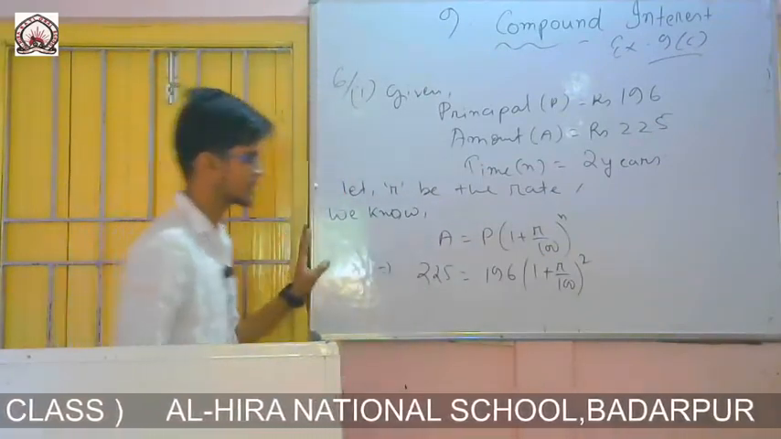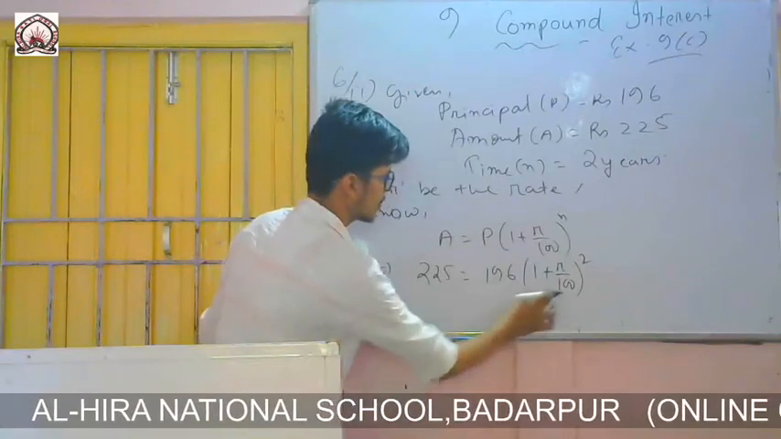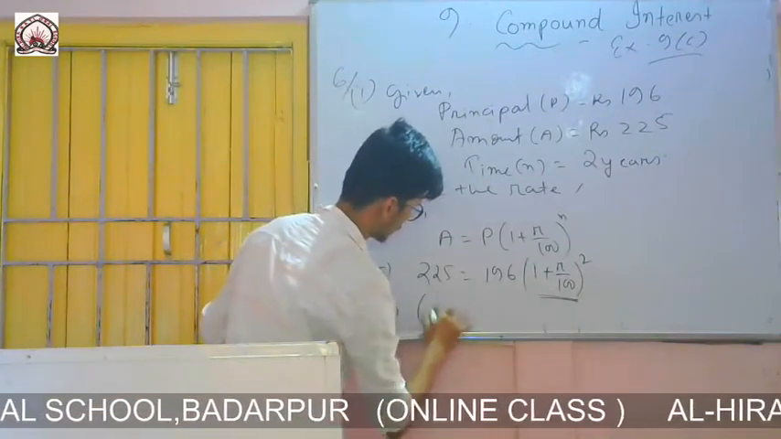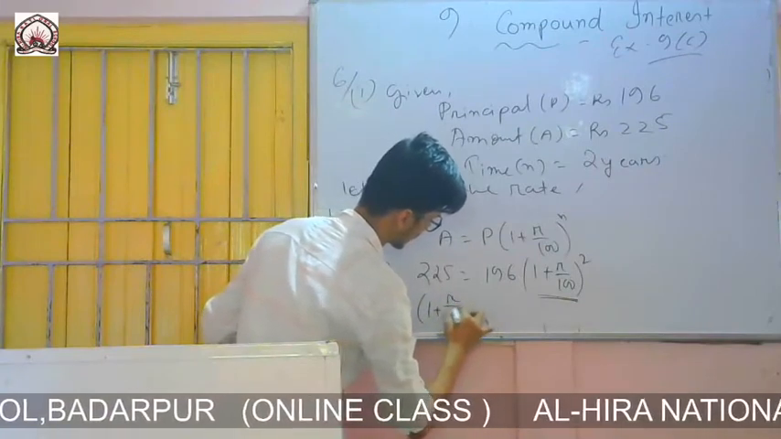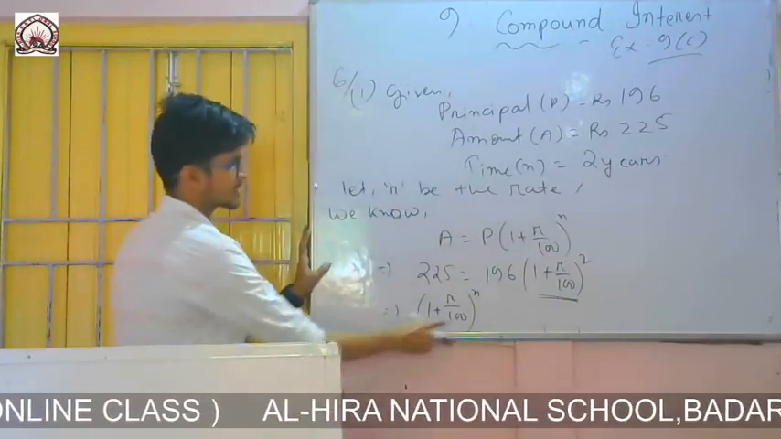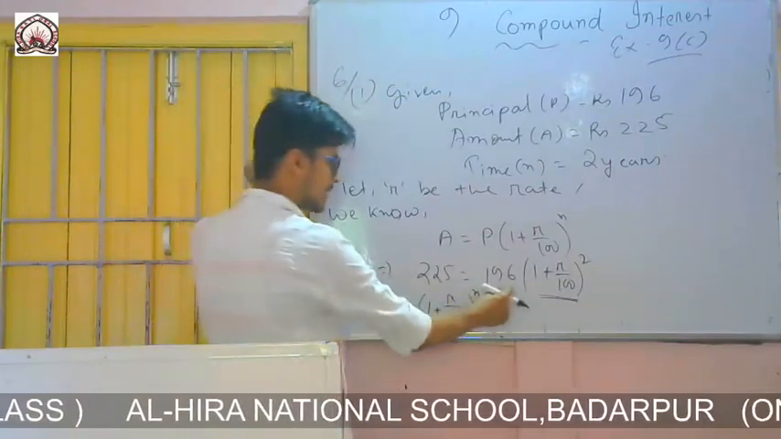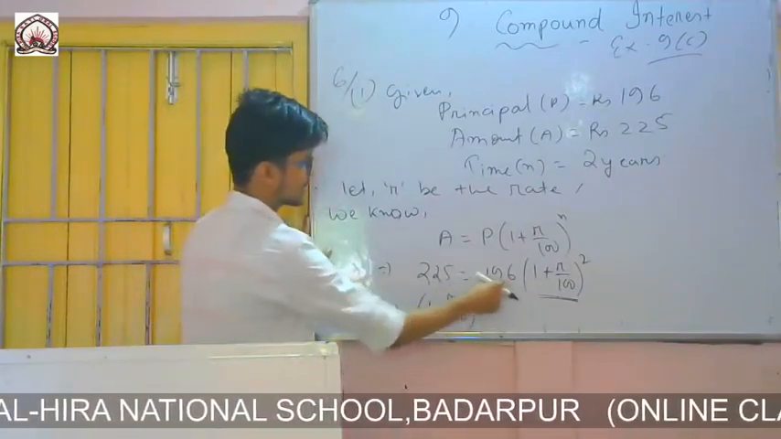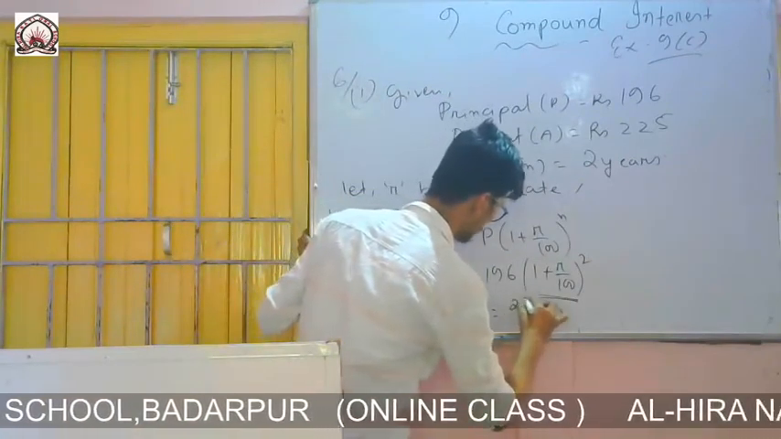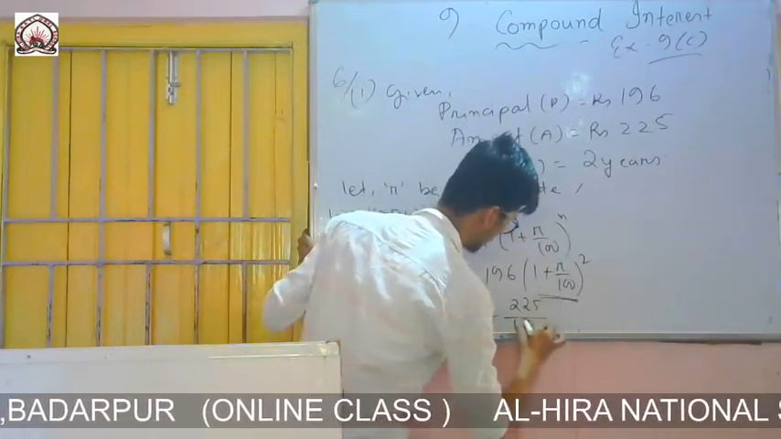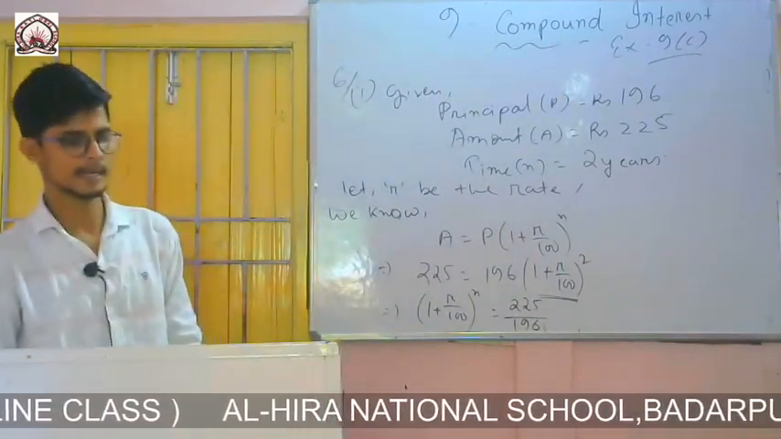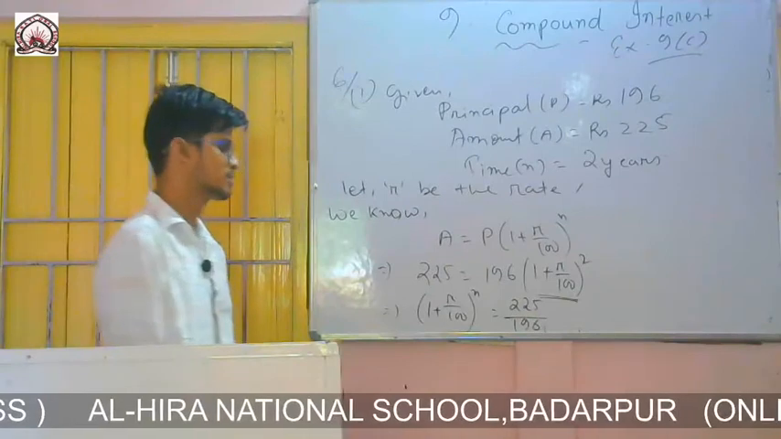So you see this one here, you simply will write this part on this side. So 1 plus R by 100 to the power n. This one will come here. It is multiply; if this one comes to this side, it will be divide. So it will be 225 by 196.